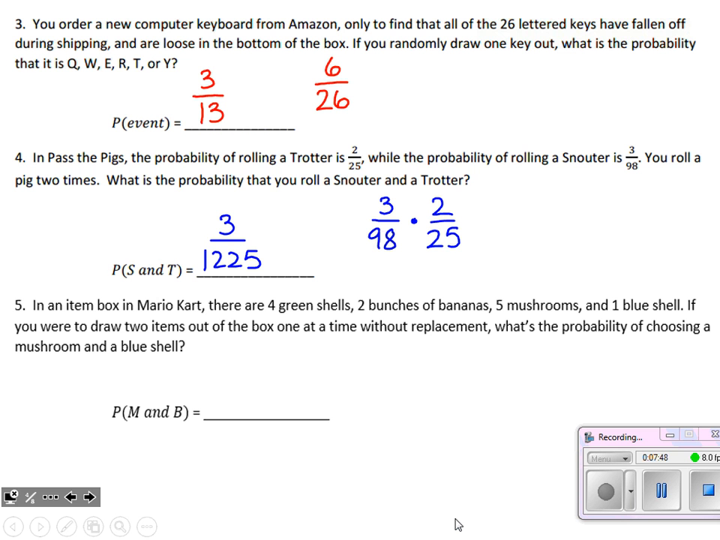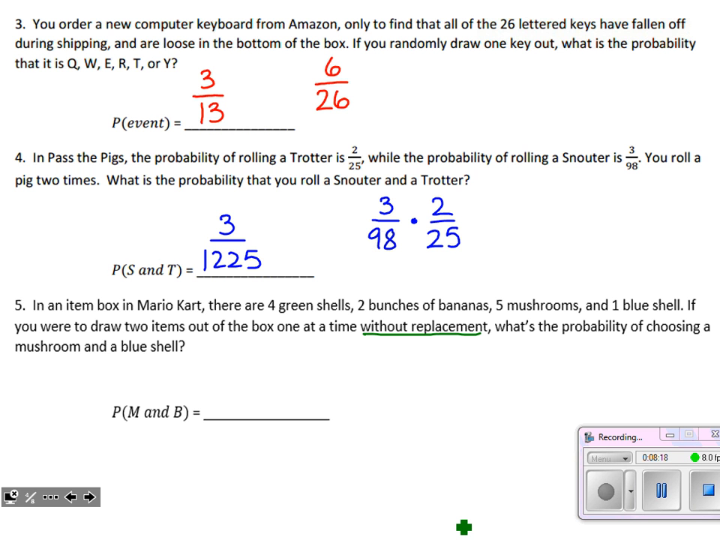Okay, number 5. In an item box in Mario Kart, there are 4 green shells, 2 bunches of bananas, 5 mushrooms, and 1 blue shell. If you were to draw 2 items out of the box, one at a time, without replacement, what's the probability of choosing a mushroom and a blue shell? Okay, this without replacement thing is pretty key. That tells us we have dependent events. So our sample space is going to change. Okay, well, of all the items, I've got 4 plus 2 plus 5 plus 1. That's 12 items total in the box.